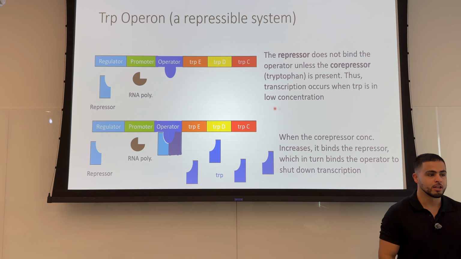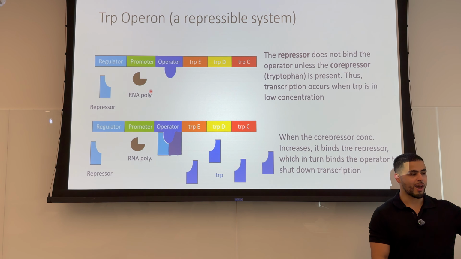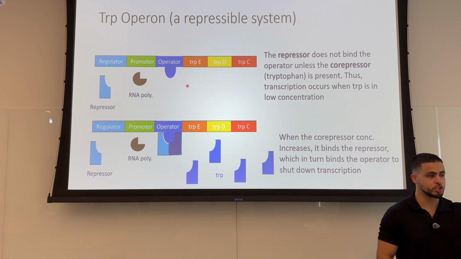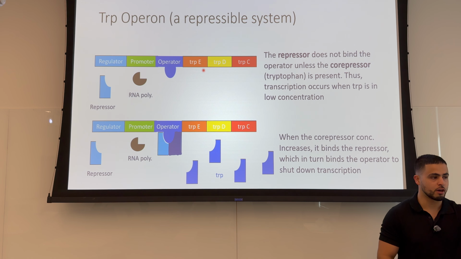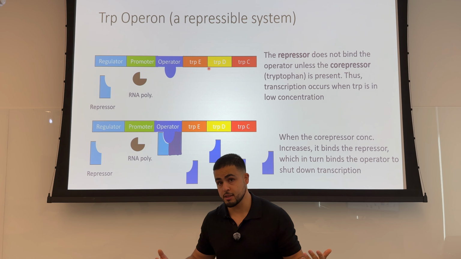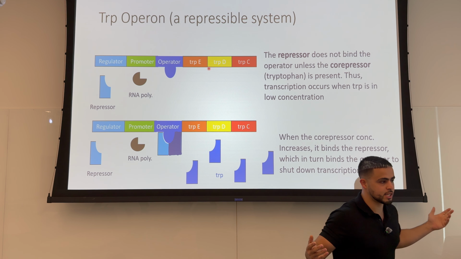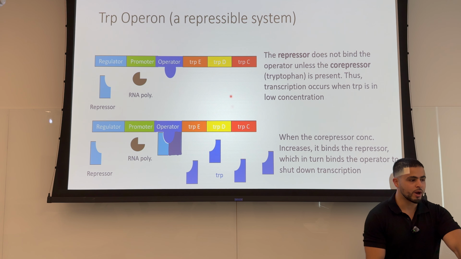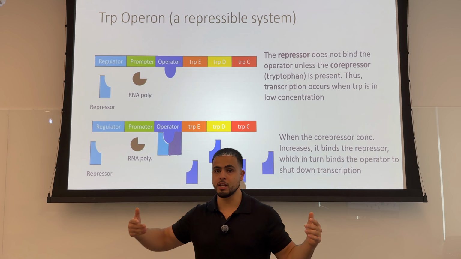Essentially, when tryptophan, or trp, is at low concentrations, you have RNA polymerase running and eventually allowing for the translation of trpE, trpD, these enzymes that are involved in the synthesis of tryptophan. And this makes sense since you don't have any tryptophan around and you want to synthesize tryptophan. However, what happens when you get an abundance of tryptophan, so you've synthesized a lot of tryptophan? Well, it doesn't make sense to keep on synthesizing tryptophan indefinitely.